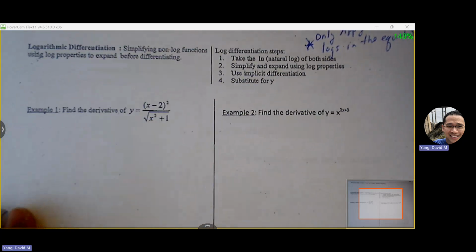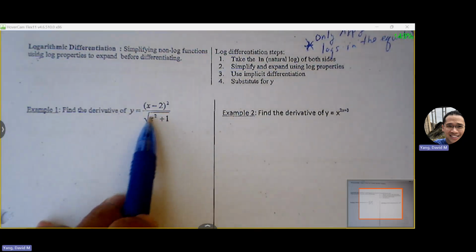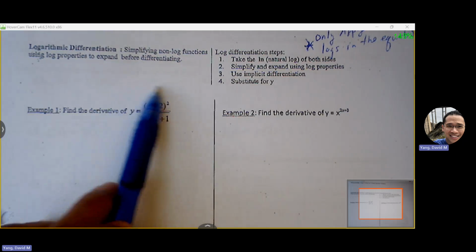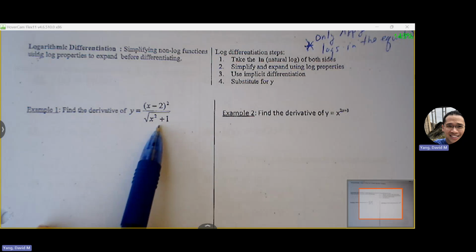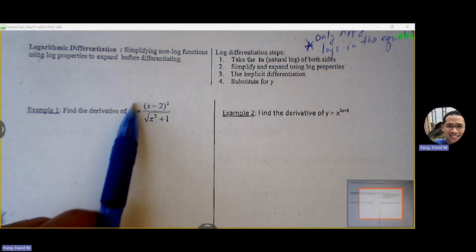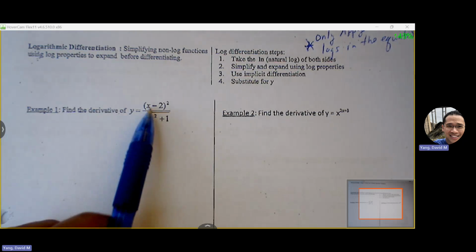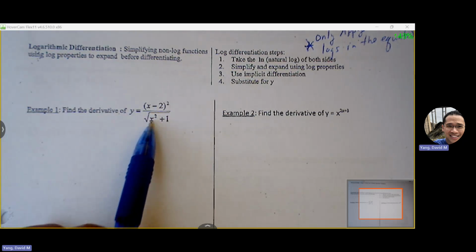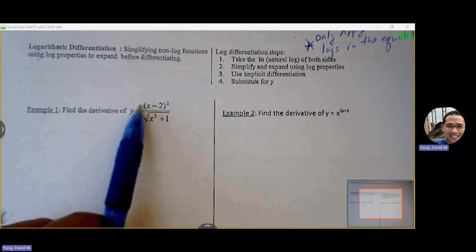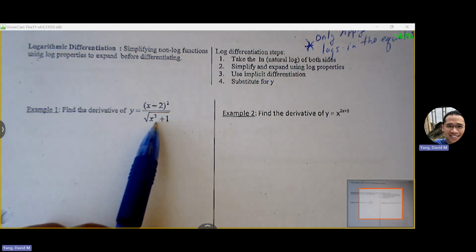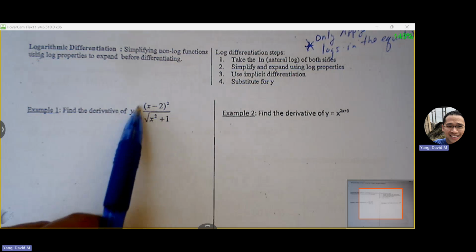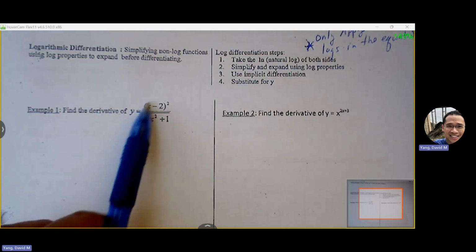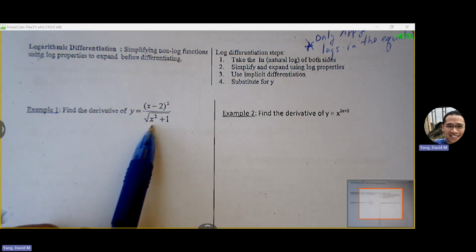So here, example 1. Find the derivative of y equals (x minus 2) squared over the square root of x squared plus 1. Notice there are no logs here to begin with. The reason that we may want to introduce logs into the problem is because if we were to find the derivative, we could, but we'd have to go through quotient rule and chain rule. It's doable, but it's a lot. So with log differentiation, we're able to take this and split it up into easier and smaller chunks.